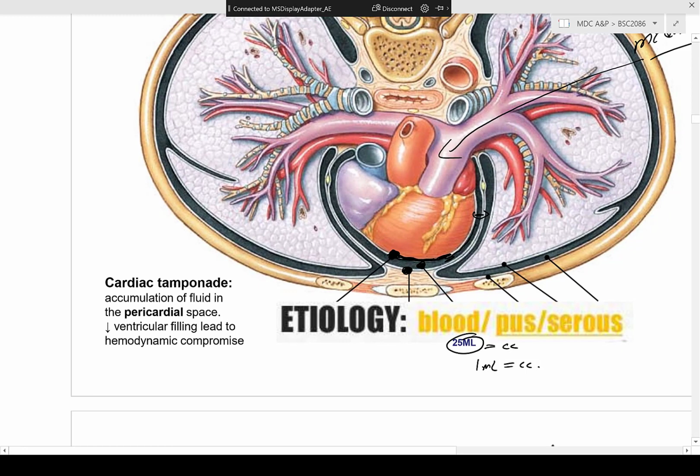That's not a lot. So that means whenever that space is filled with something known as blood, pus, or serous fluid, or too much of that pericardial fluid, we call that what? We call that cardiac tamponade. What is a cardiac tamponade? It creates a tampon. What do we use the tampons for? To prevent things from coming out, right?